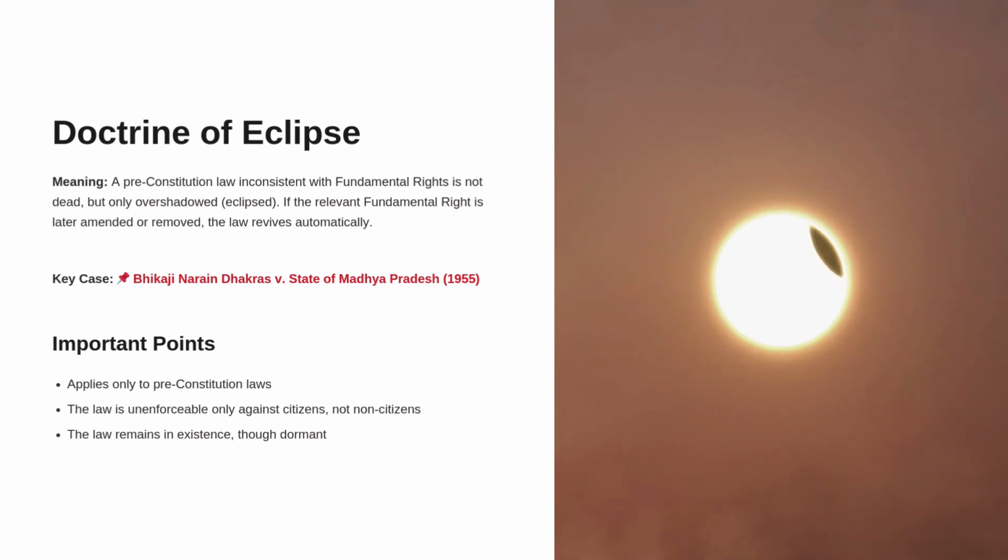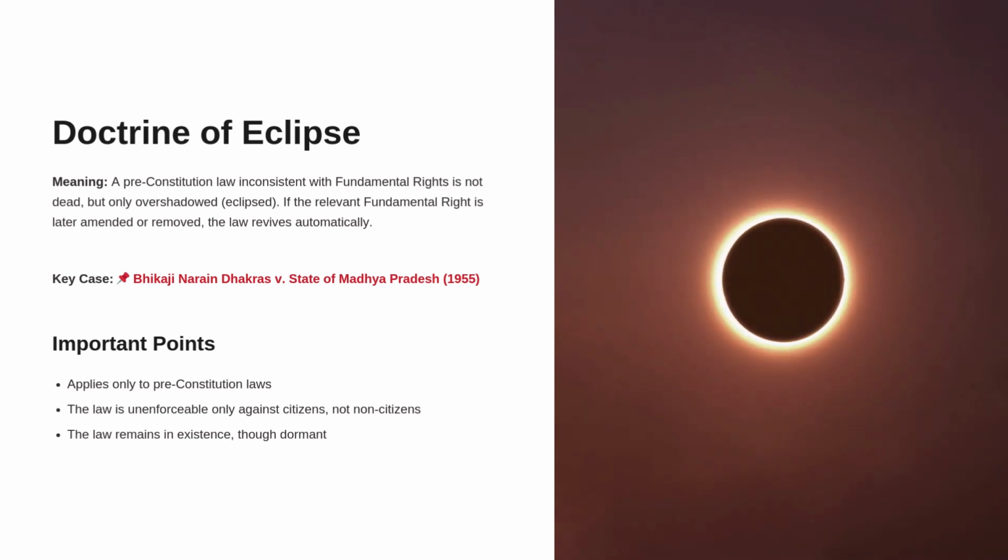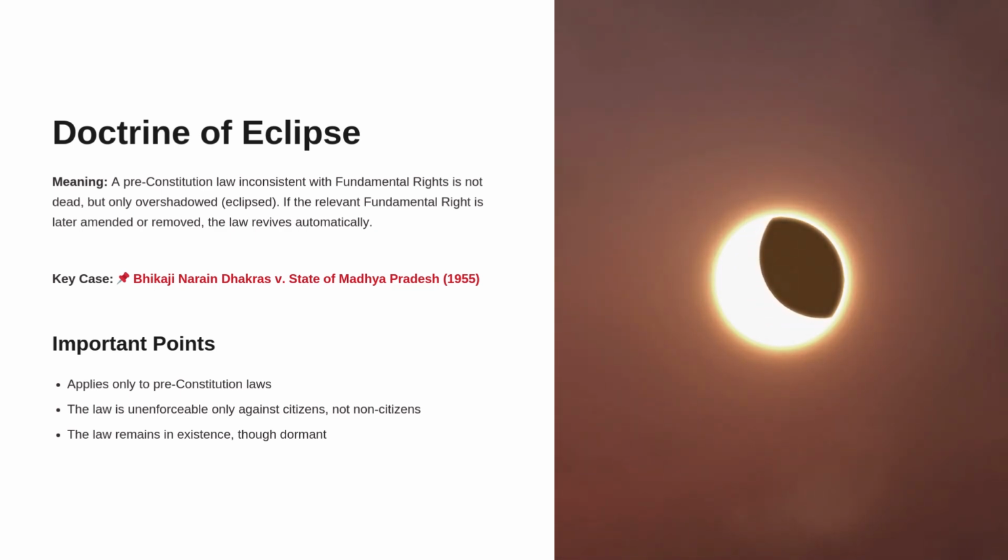Now, a few important points that you must keep in mind while studying the doctrine of eclipse. Number one, it applies only and only to pre-constitutional laws. The laws become unenforceable only and only against the citizens. And if the relevant fundamental right is later amended, then the law revives automatically.